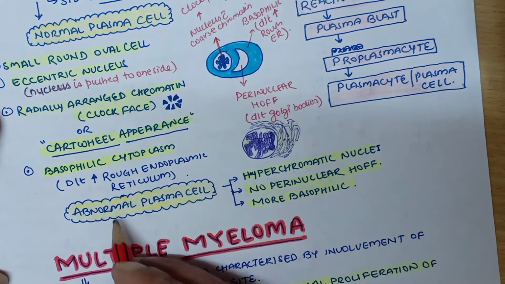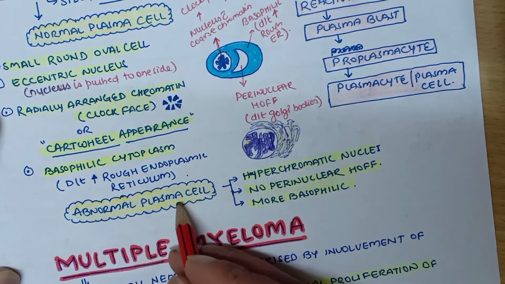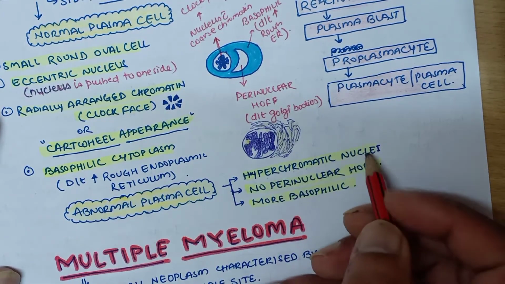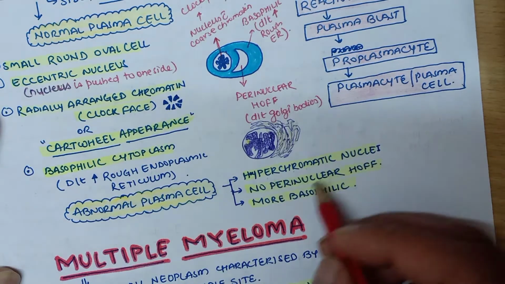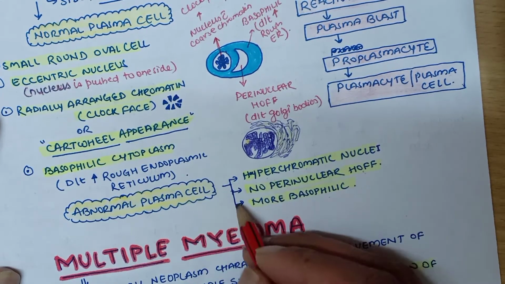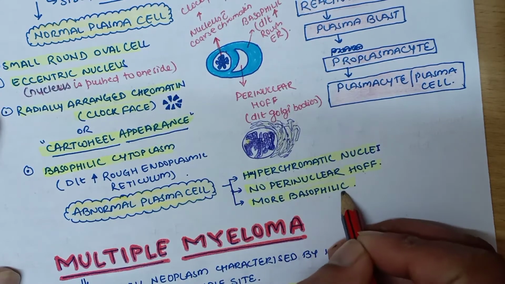Now coming to abnormal plasma cell. Abnormal plasma cells have hyperchromatic nuclei and there is no perinuclear hof. So abnormal plasma cell is more basophilic.